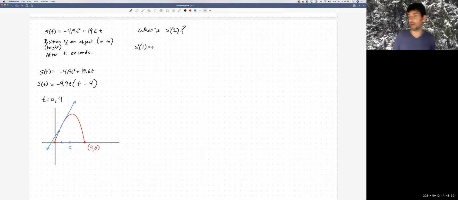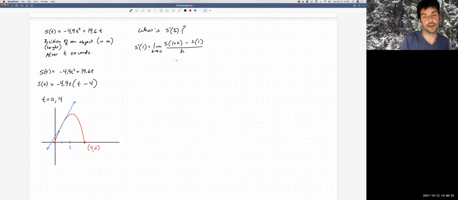So here's S prime of 1, the definition: the limit as h goes to 0 of S of 1 plus h minus S of 1, all over h.